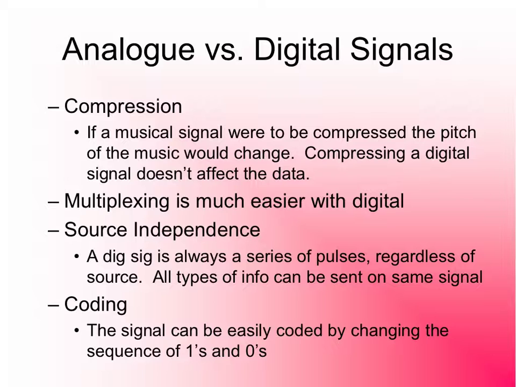Multiplexing is much easier with digital. That should make sense. Compression and changing the rates has more of an impact on analog. Like for music, if you speed up the rate of the information transfer, you're going to increase the pitch. You're going to change the pitch of it. So just some of the cons.